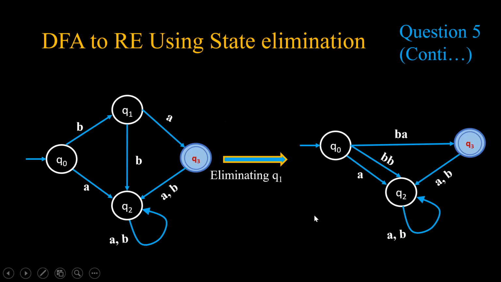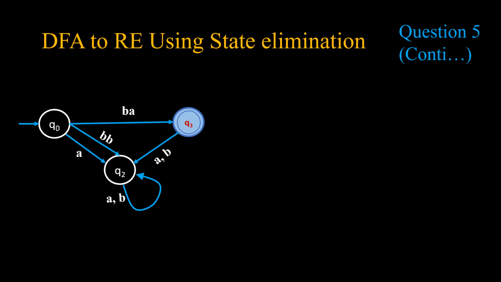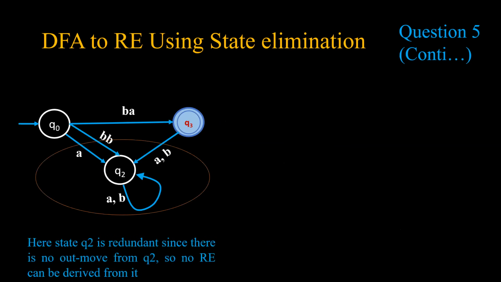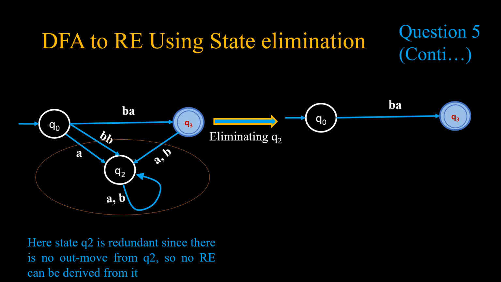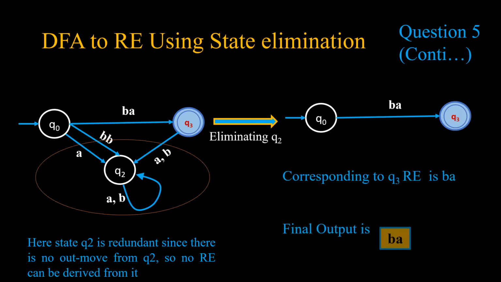Q2. Now just see this state Q2. We find that this state Q2 is redundant since there is no out move from Q2. So no regular expression can be derived from it. So ultimately the only path which is left is Q0 to Q3 on BA only. So the final output will be BA.